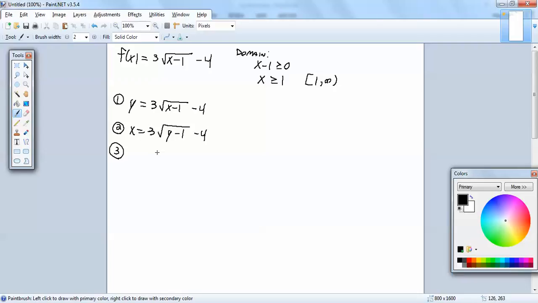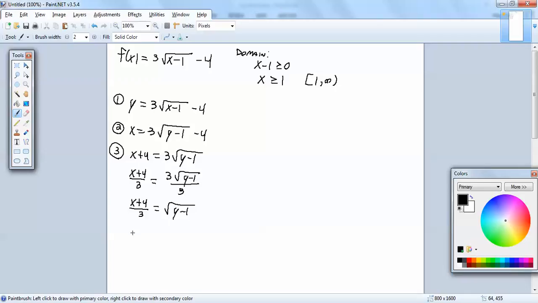Step 3, solve for y. Well, I want to get the square root by itself, so I take negative 4 to the left side, and it becomes a positive 4. Then divide both sides by 3. So we get x plus 4 over 3 is equal to square root of y minus 1.